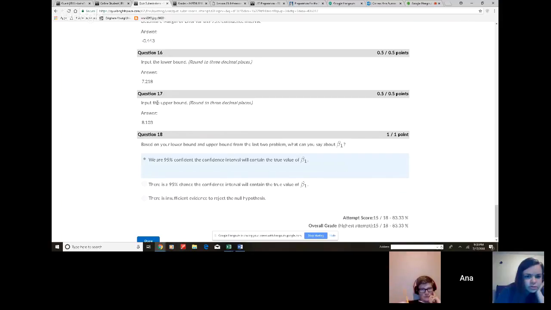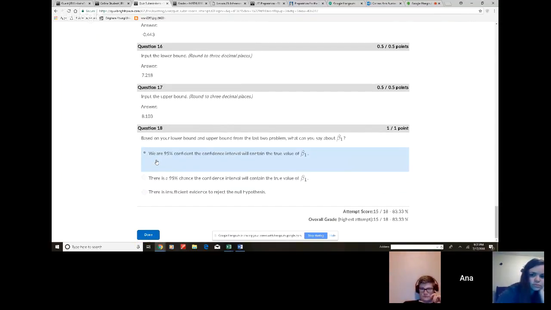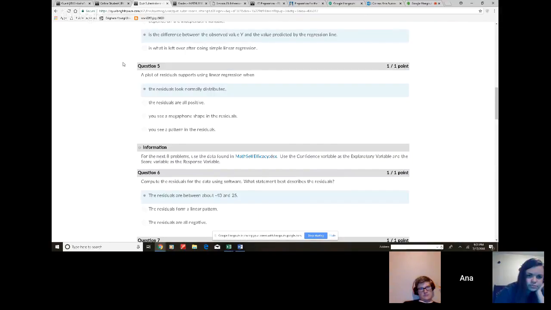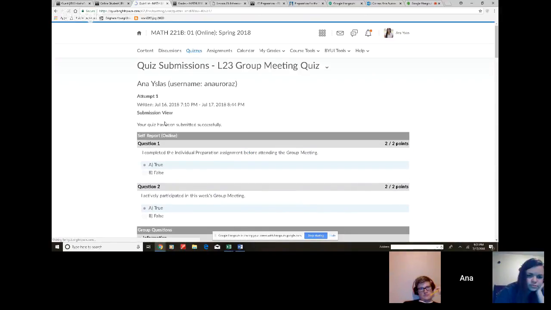7.218, 8.103, and then is the first option down. The first option. Yeah, we are 95% confident that the confidence interval will contain a true value of B. Okay, I'll do it really quick and see.